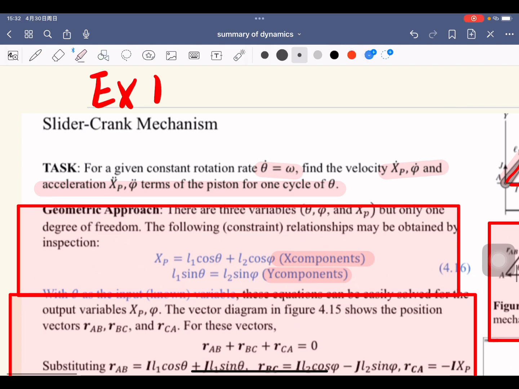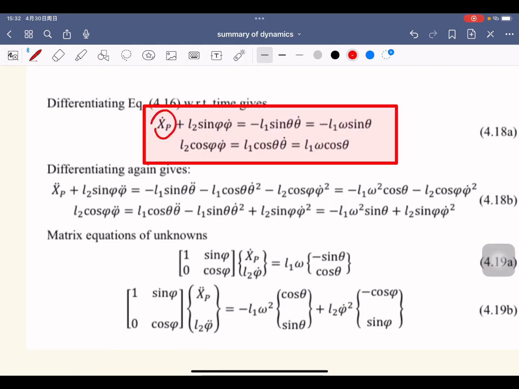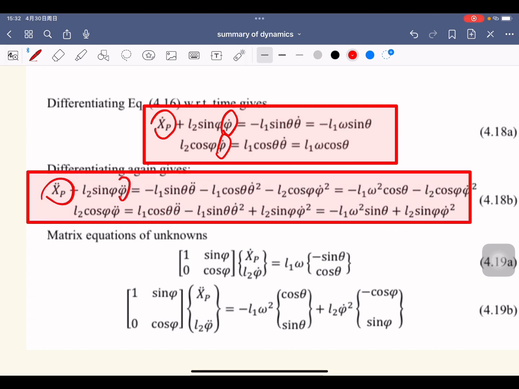Because let's go back to the problem. You would like us to calculate s_p dot, phi dot, and s_p double dot, phi double dot. Actually, we should do the derivative first. Then we can get a relationship which will include s_p dot and phi dot. Okay. And let's differentiate it again. We will get s_p double dot, phi double dot.